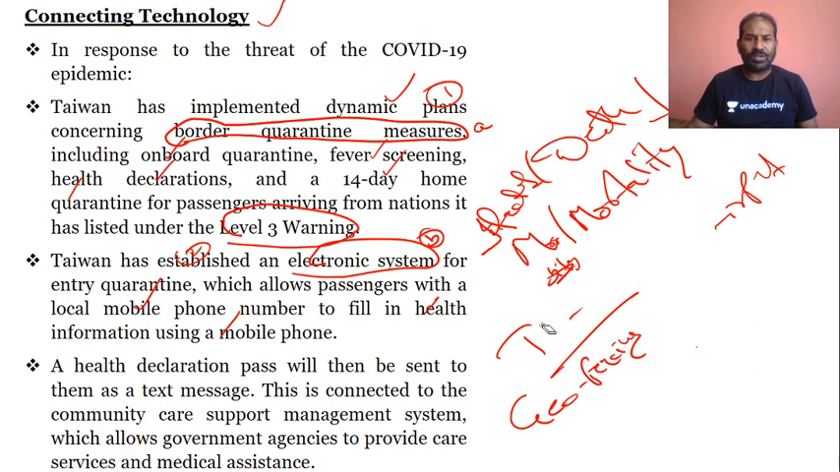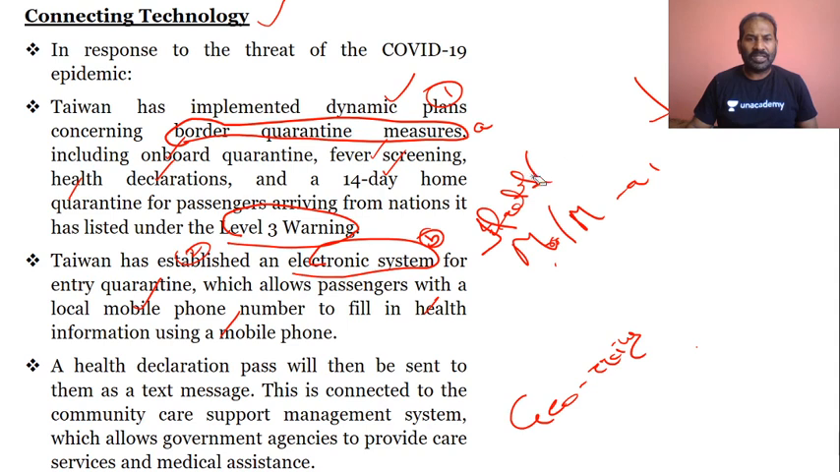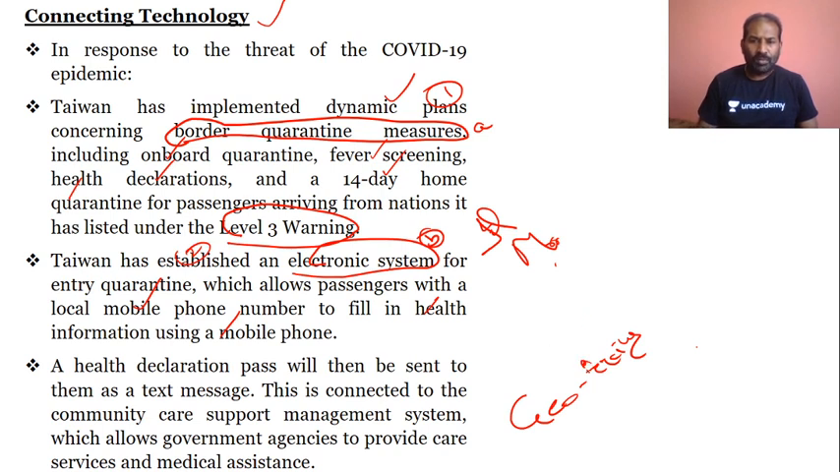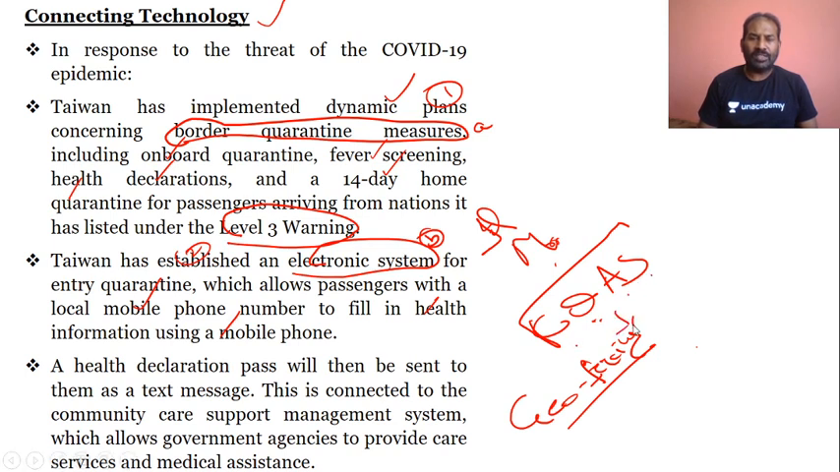In regards to India, the electronic system of Taiwan, the way Taiwan has gone ahead with passengers taking a local mobile phone number and filling in the health information using the mobile phone, that is using the technology at most. So even India has gone ahead with mobile fencing, used for the COVID-19 quarantine alert system. Please do understand this. The COVID-19 quarantine alert system by the concept called geofencing, and also you have the Arogya Setu app. So India is also into that, but here they have to fill in the health information using the mobile phone.